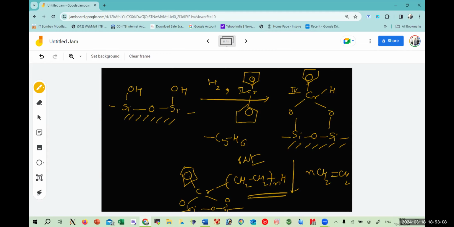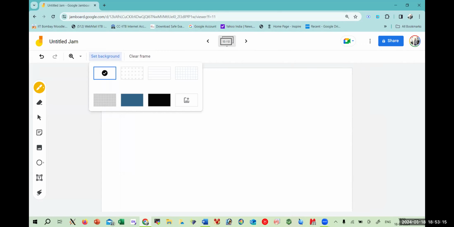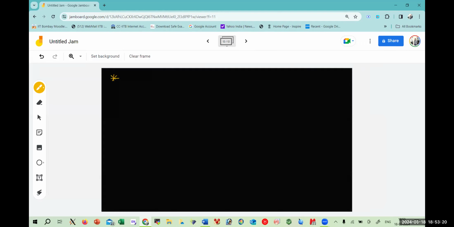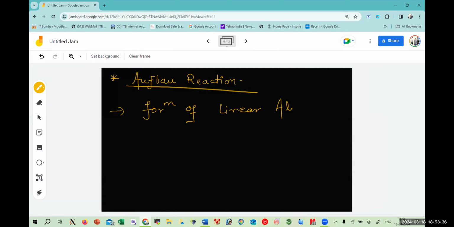Now the last part of the lecture is of a reaction. It is being used for the formation of linear aliphatic compounds.